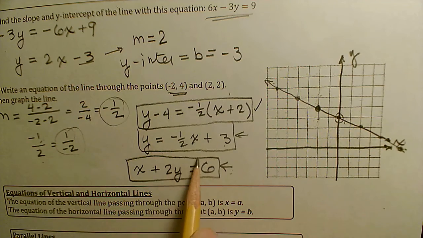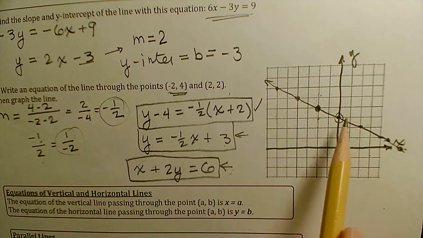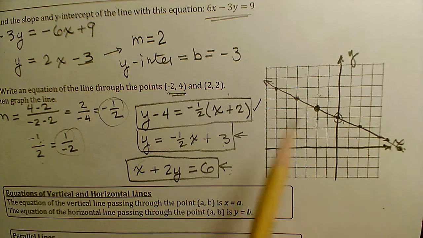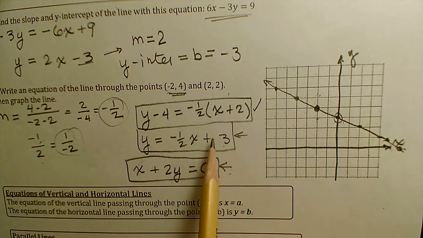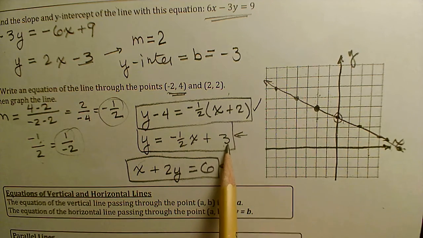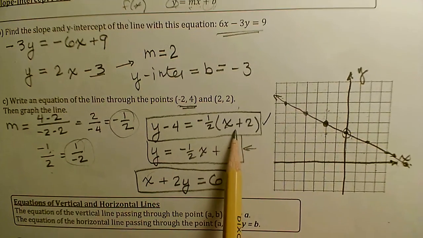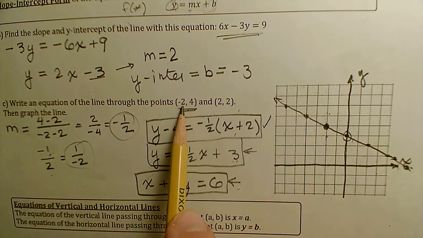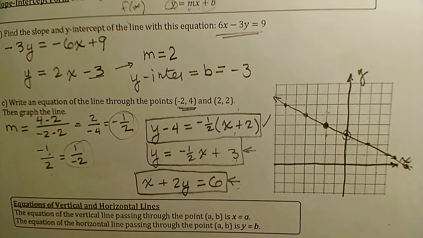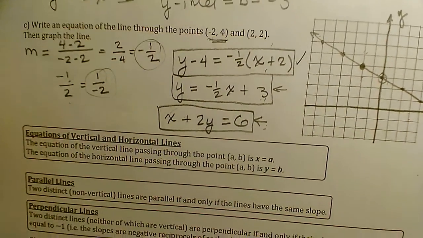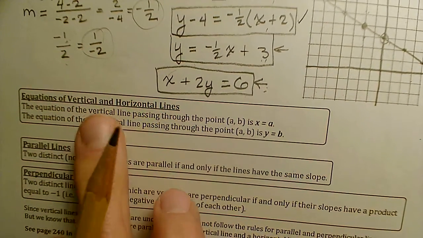So you could use the standard form to plot the line using your x and y-intercepts, and then slope-intercept. Of course, you use your y-intercept and your slope. And then this one would be just any point, the point you use, in this case, negative 2, 4, and the slope. All right, next thing, equations of verticals and horizontal lines.